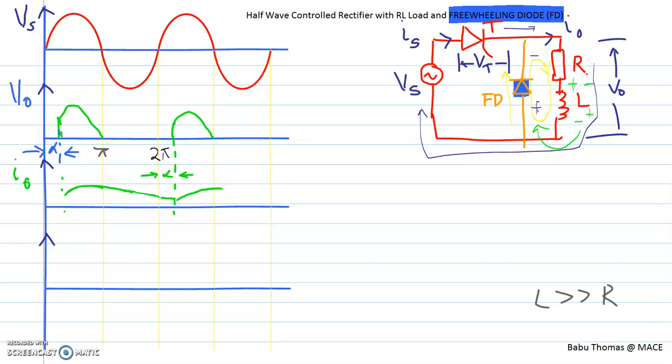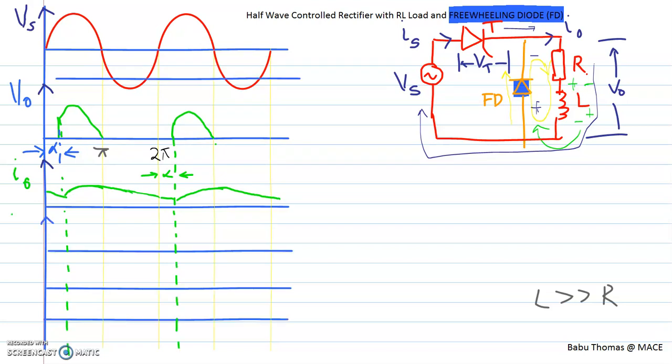Again at this instant, at 3 pi, your voltage has reached the zero value. Therefore a negative voltage will again appear across your freewheeling diode, and the freewheeling diode gets turned on, and the current starts gradually reducing like this. So we can also continue it from here. So this is how your I naught is looking.